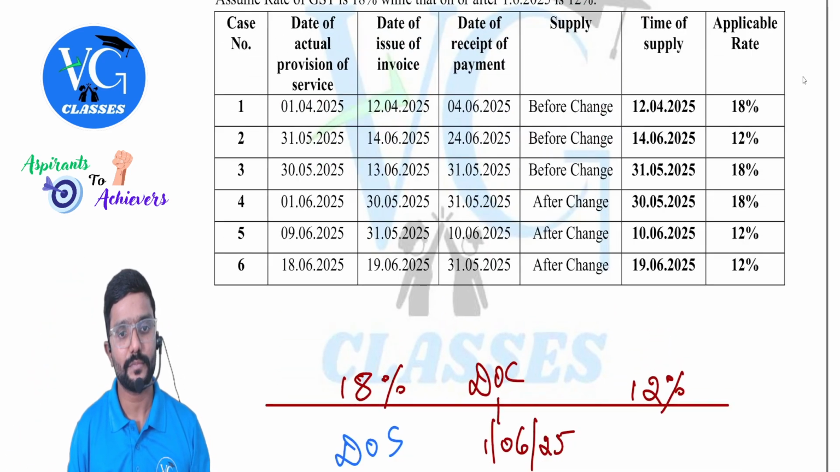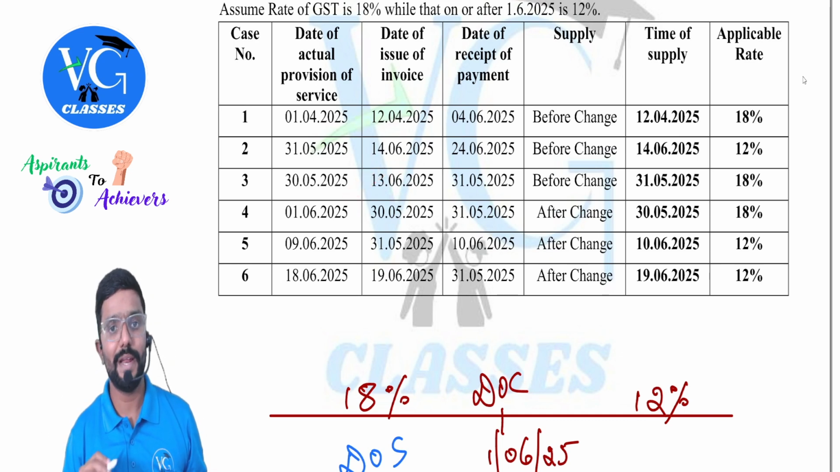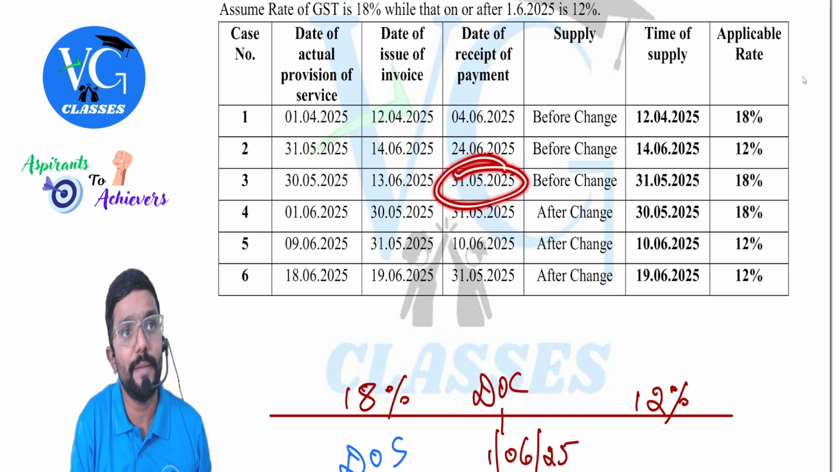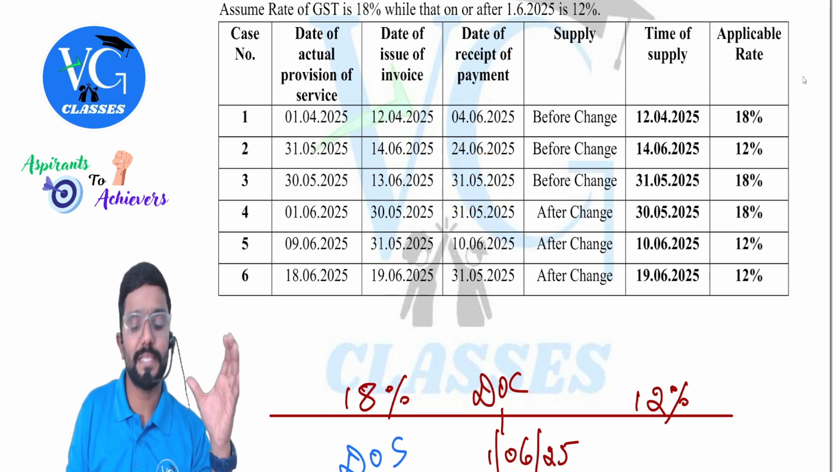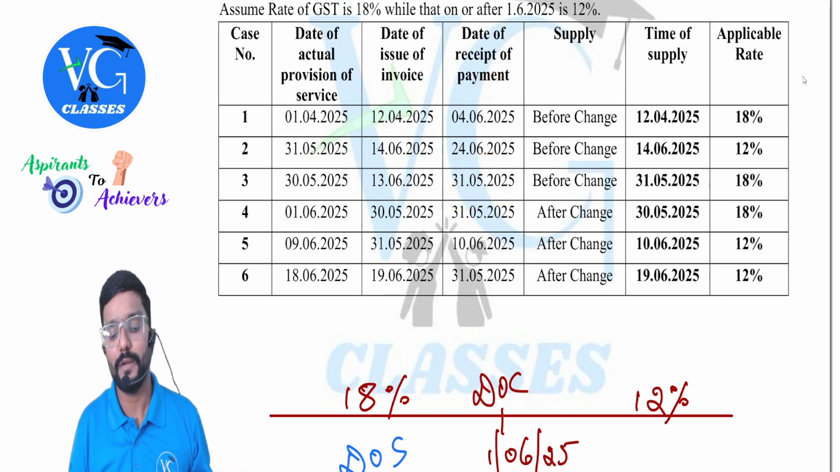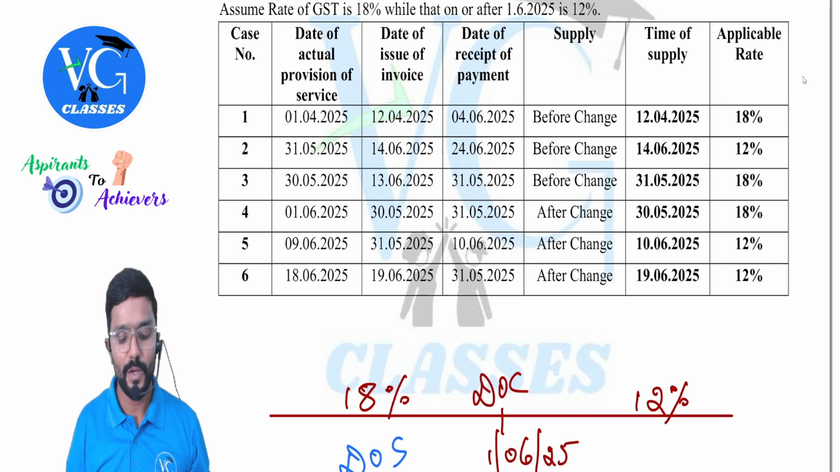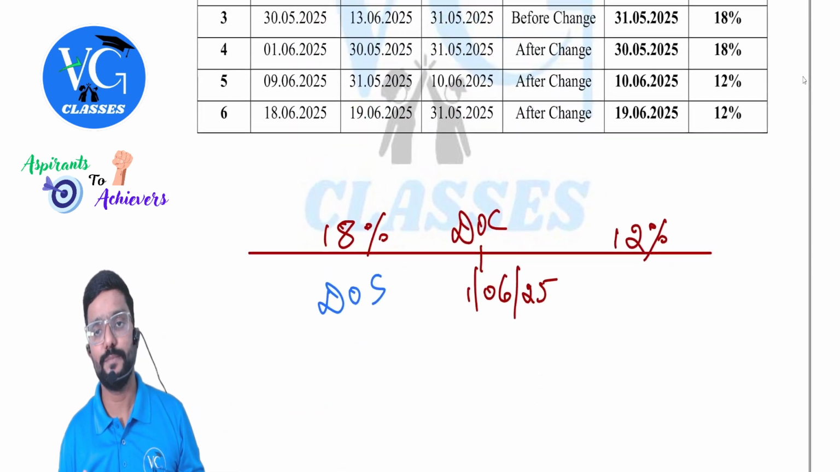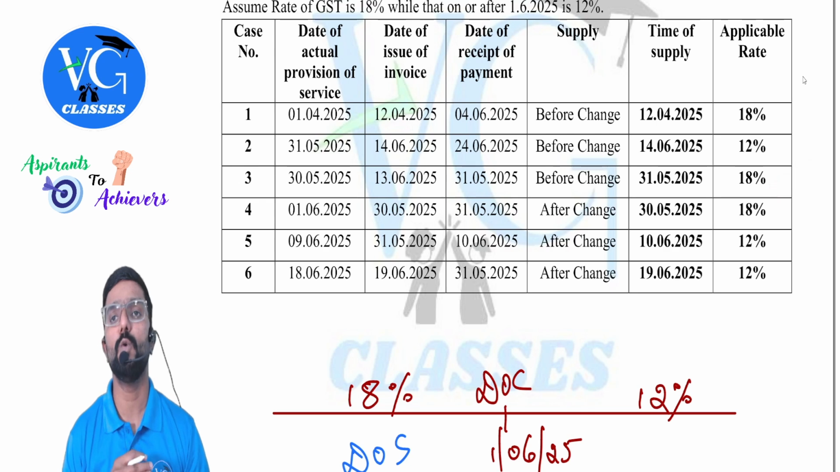Invoice date is 13th June, which is after, whereas date of receipt of payment is 31st May, just 1 day before the change. So, is there anything which is falling on supply side? Yes, sir. Date of payment. So that will be the time of supply, 31st May. On 31st May, what was the rate? 18%. That is before the change. That will be applicable.